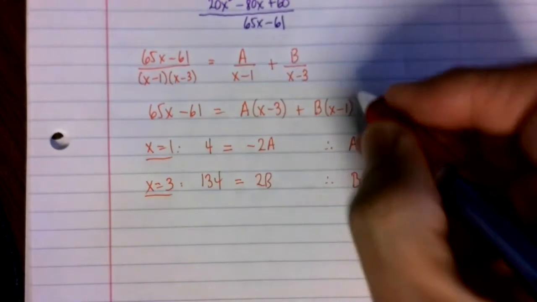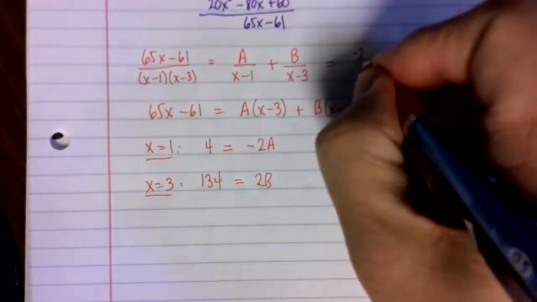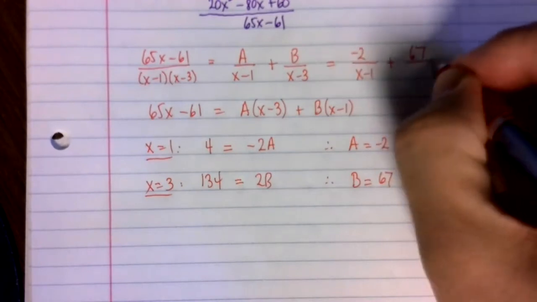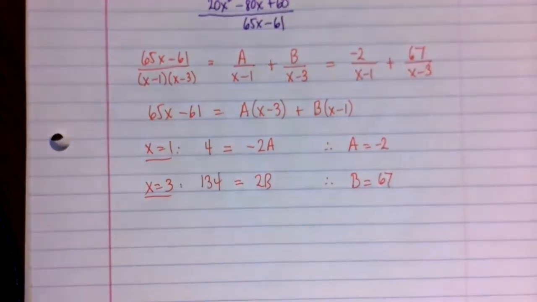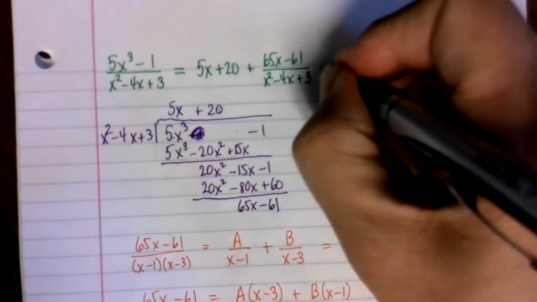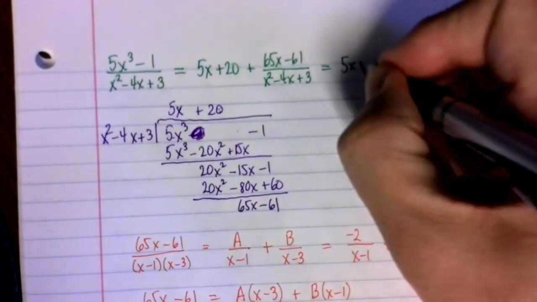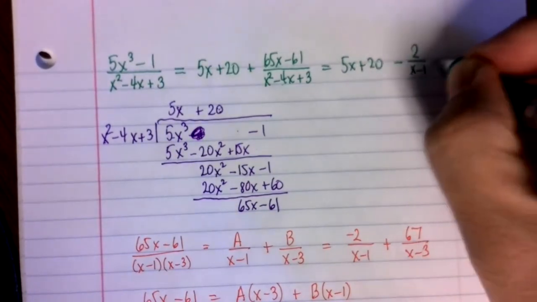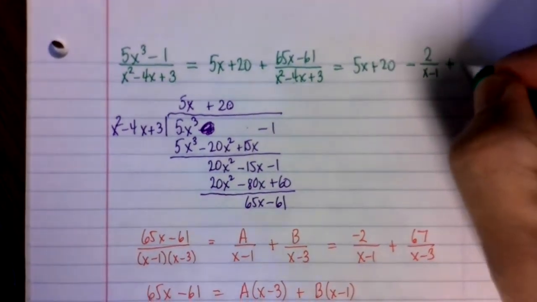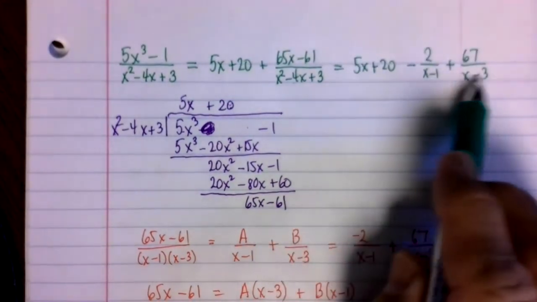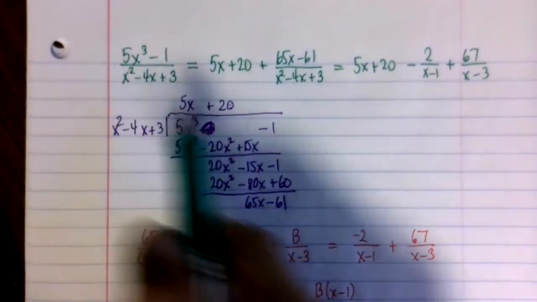And so my A here is -2 over x - 1. The B is 67 over x - 3. So those will get used at the very top of the page. So 5x + 20 - 2/(x - 1) + 67/(x - 3). And so that would be the decomposition of this rational function.